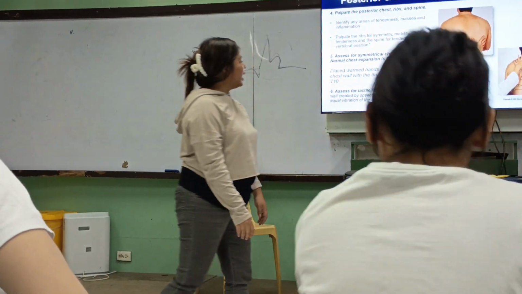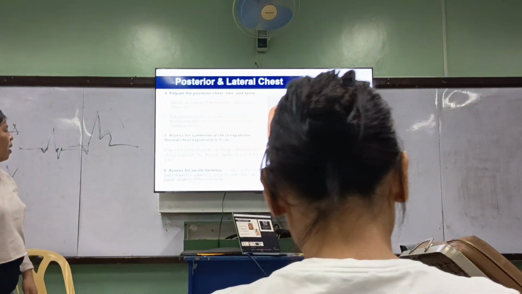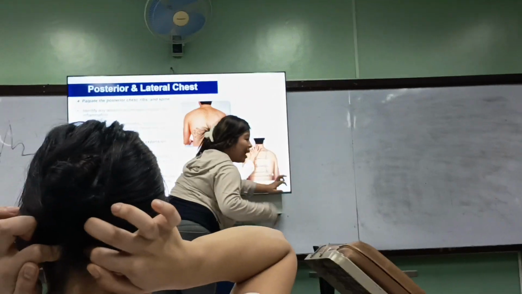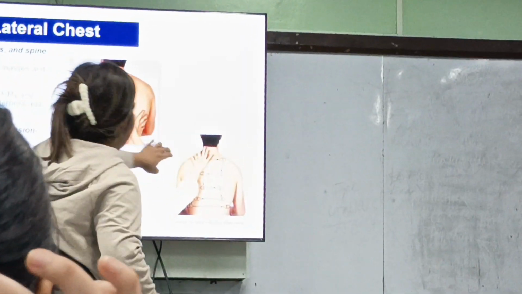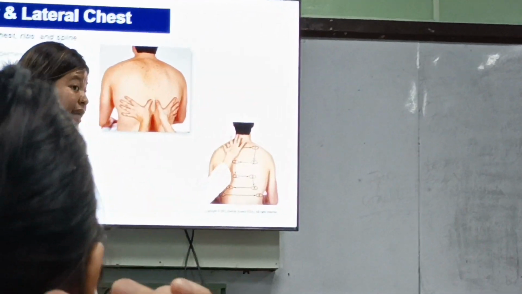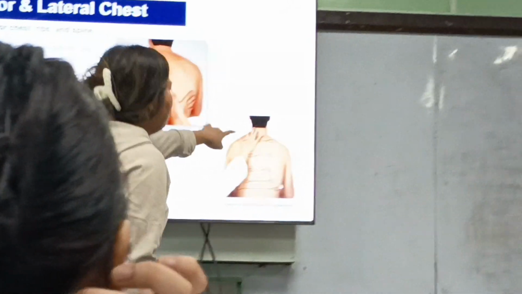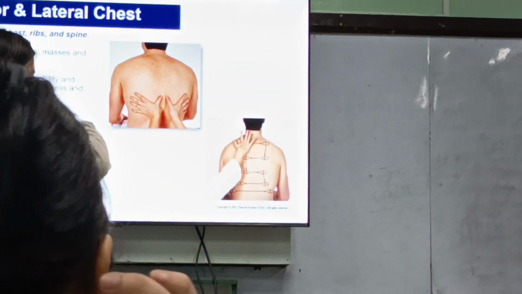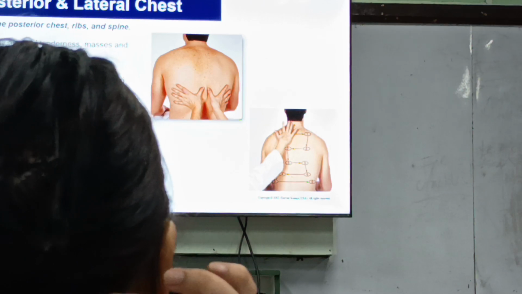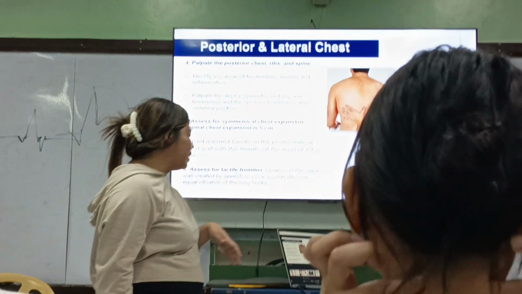So, we're checking for the vibration of the chest wall created by speech. It should be continuous, checking vibration one position after another, using an S pattern. Then you have to check the lateral also.